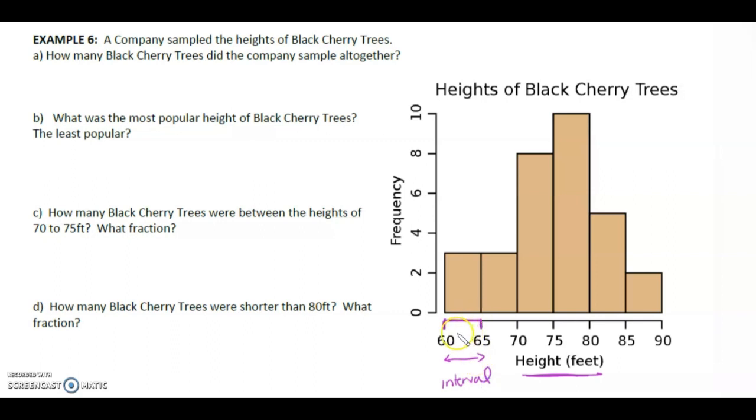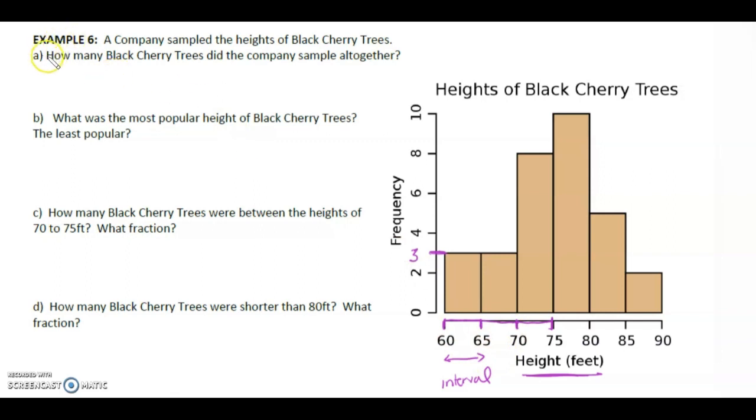And that means that we don't actually know, for example, from frequency up the vertical axis, if these 3 black cherry trees were all 60 feet in height, or all 65 or 61, 62, 64, whatever it is. We don't know. We're just saying 3 of these trees are within 60 to 65 feet tall. Okay, and then 65 to 70, we have another interval. And then 70 to 75, we have another interval. So intervals group a bunch of numbers.